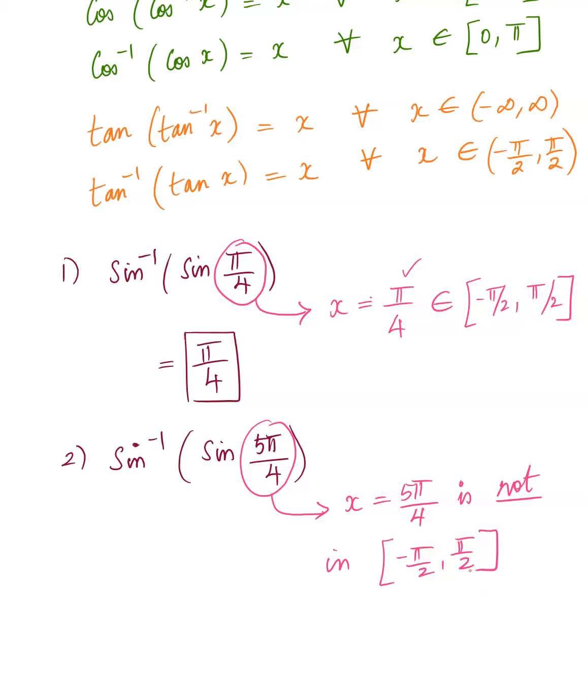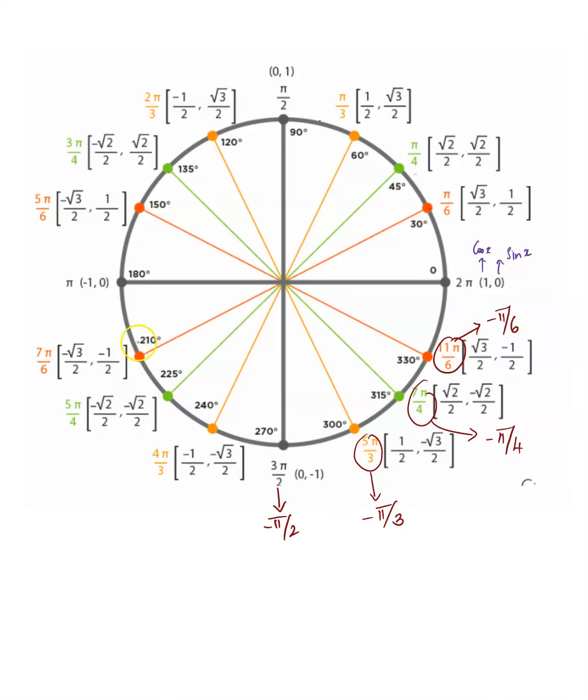So our job is to see if we can find an equivalent angle for this 5 pi over 4. We can use the reference angle, right? The reference angle would be from the x-axis. So 5 pi over 4 has reference angle pi over 4, because you do 5 pi over 4 minus pi, which gives you pi over 4. We know pi over 4 stays within the interval.